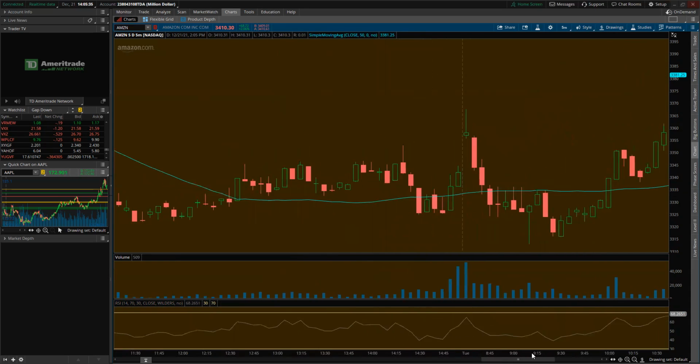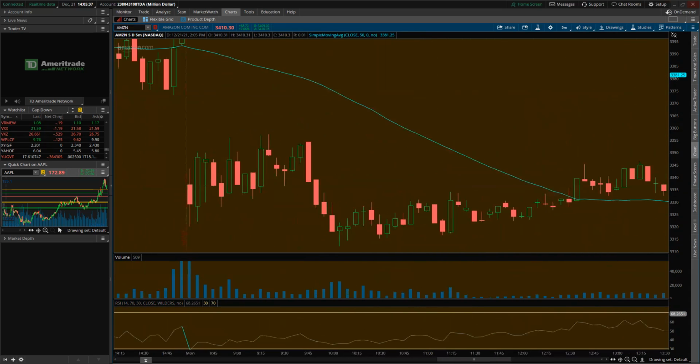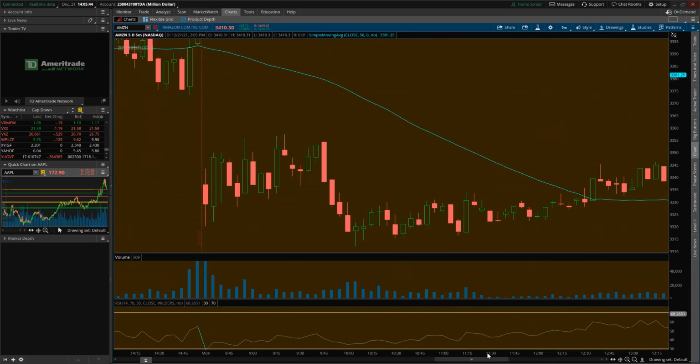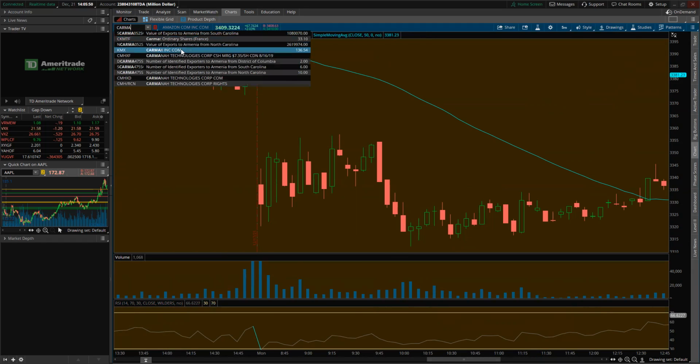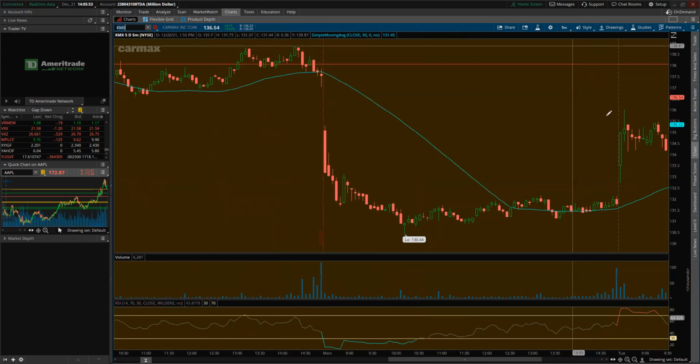So that's how we play the gap. You're either going to have a gap fill, or you're going to have a gap and go. A gap and go is, let's take a look at CarMax. A gap and go is when the stock gaps down, well, like this stock gapped up, but it did not fill the gap. The price shot up and it just didn't fill the gap.